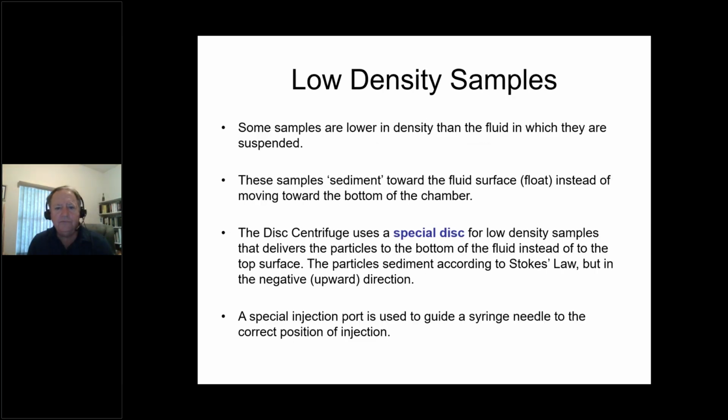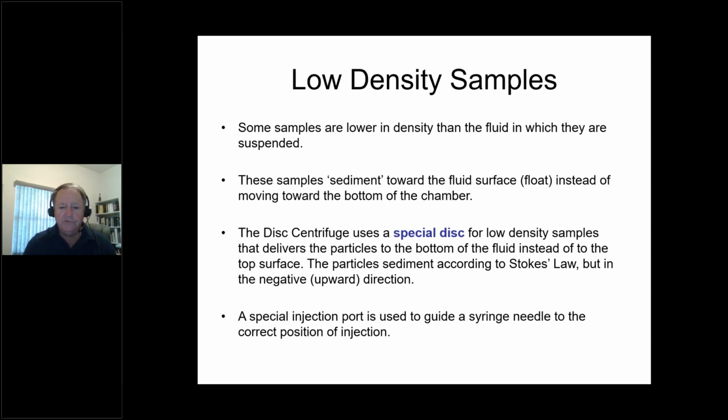Now, for low density samples, it's another challenge. Particles that float in the liquid they are suspended in can never sediment to the outside of the disc. They want to float on the surface. We use a special disc that I developed back in the early 1990s. This disc allows the sample to be deposited at the outside edge of the fluid instead of on the surface, and then the particles float towards the surface. The calculations, according to Stokes' law, are identical. It's only a sign change.